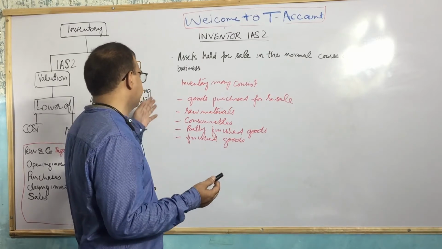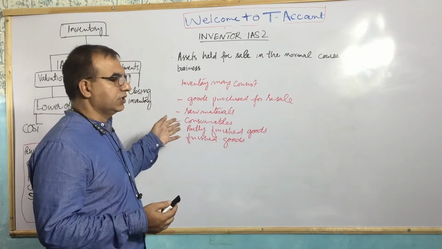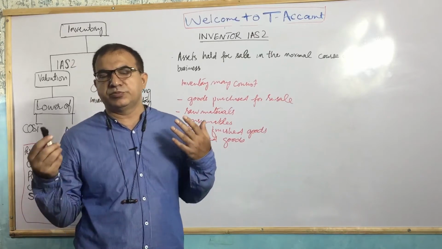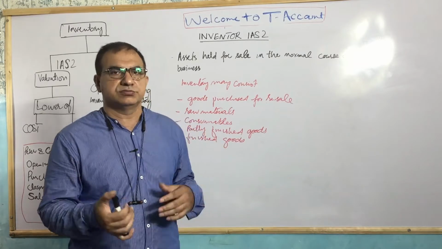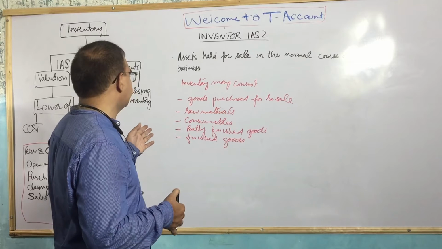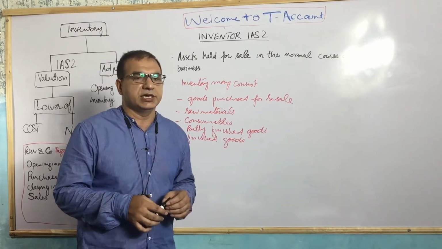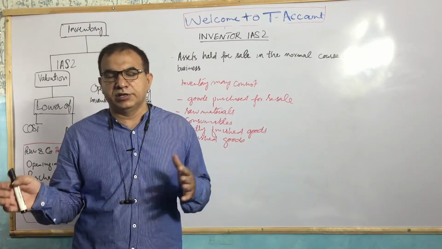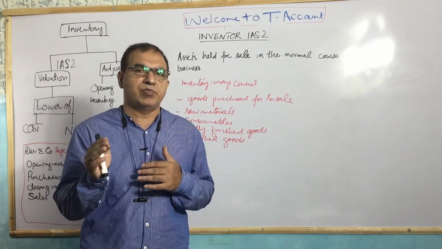For manufacturers, it may be in different forms like raw materials, consumables. If they use oil, like furniture makers, furniture producers, they may have different polishes or glues, stitching material, things like that. Consumables, partly finished goods. At the year end closing date, you have manufactured some furniture or whatever you are making, but some of it is not completely finished.